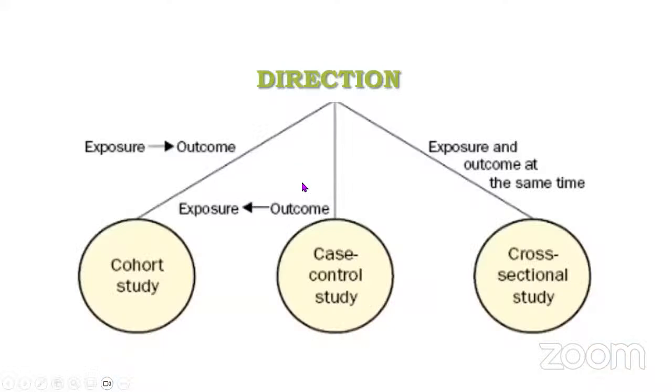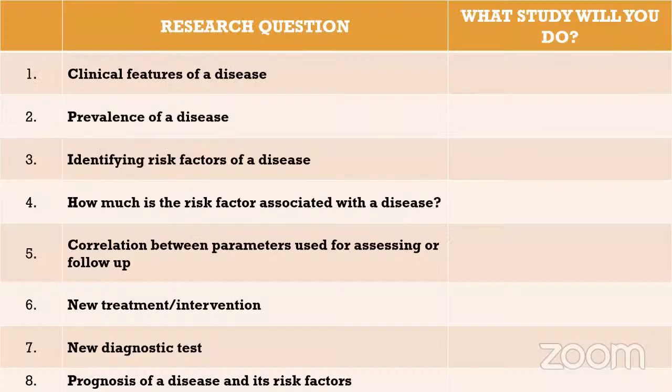So just to understand the direction, you have an exposure to outcome concept in a cohort. You have an outcome that has already happened, and from the outcome, you chase back the exposure in a case control. In a cross-sectional study, both exposure and outcome have already happened at the same time.